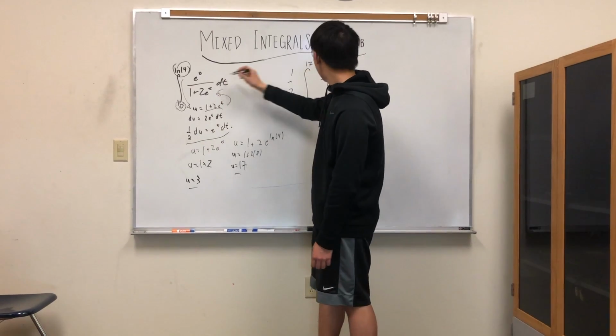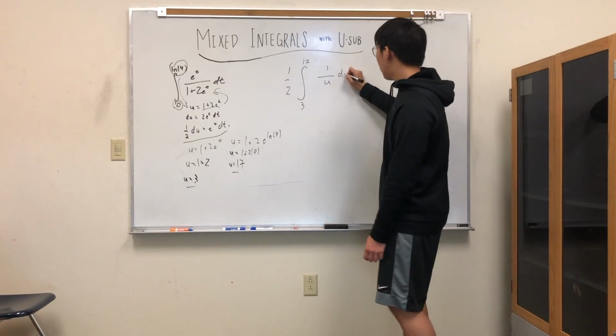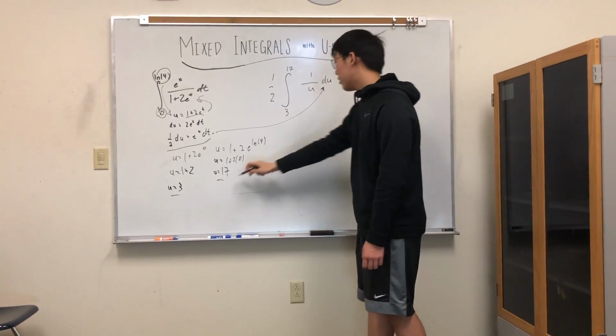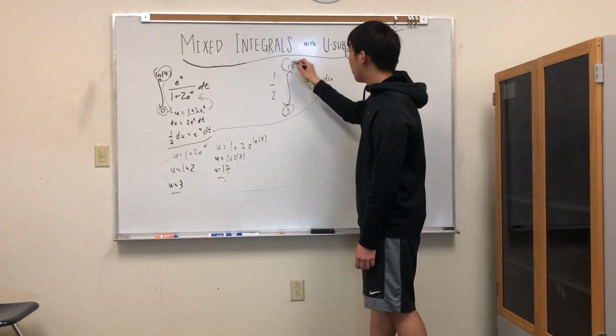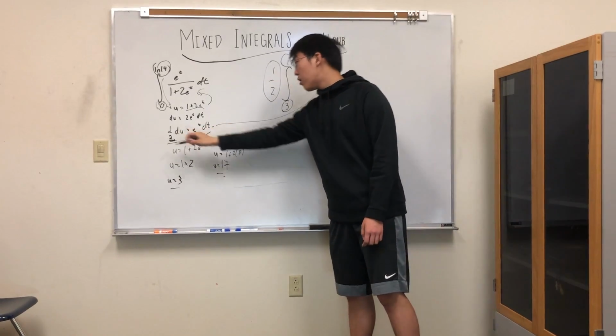We plug half du into there. And the bounds, as we found, are 3 and 17, and eventually we just take out the half as we got before here.